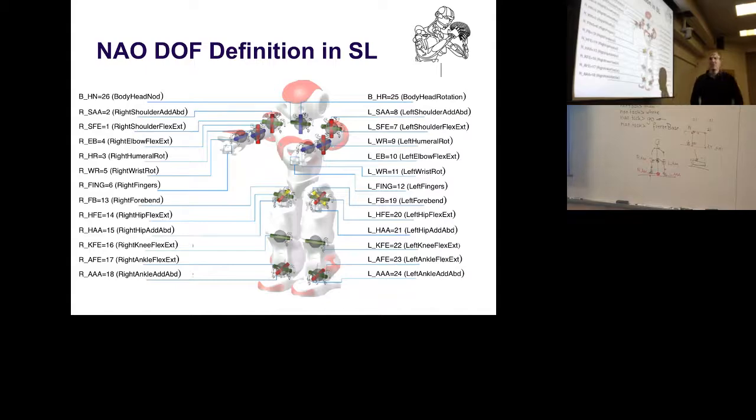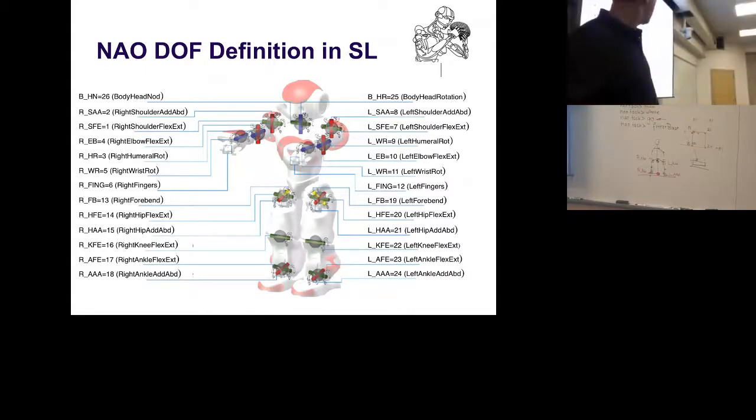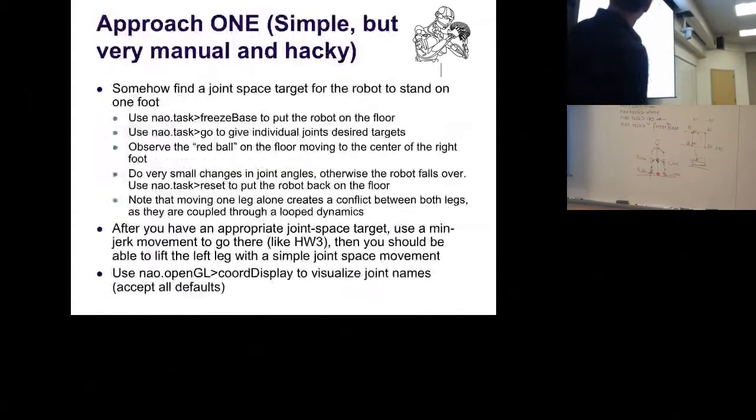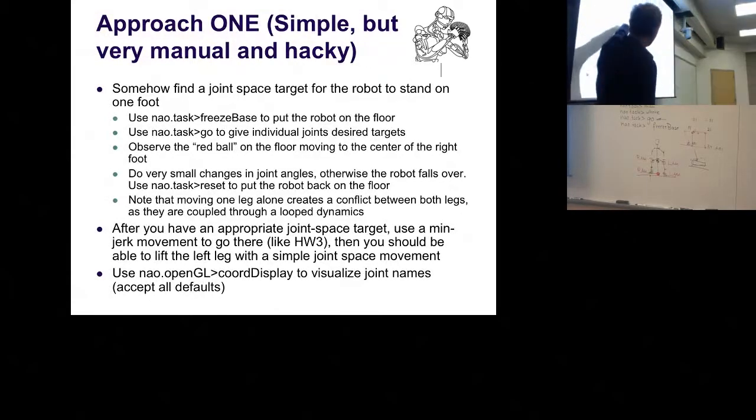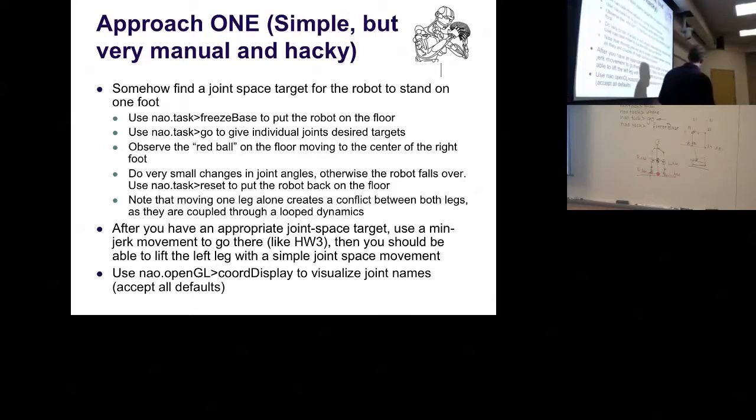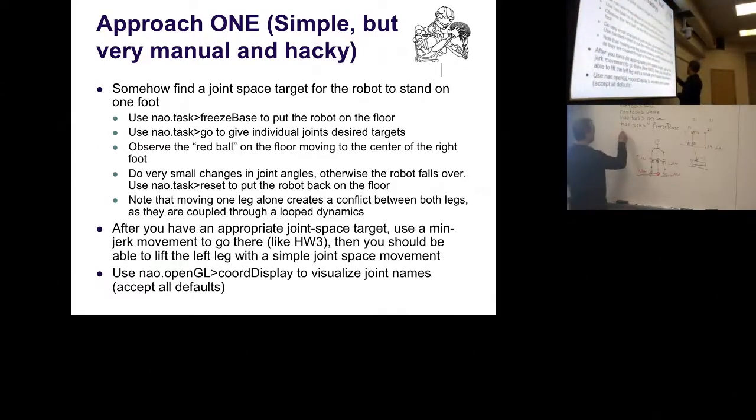So, let me go back. You need to observe the red bar on the floor. It will tell you where the center of gravity is. There is a nice little command, now, task, where is the COG? And it will print it out to you.